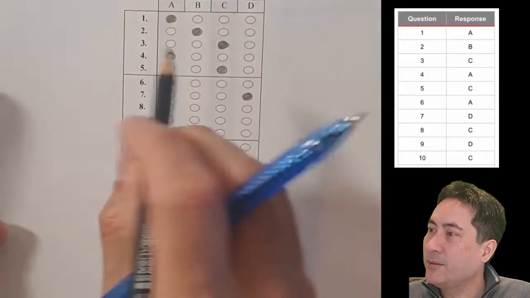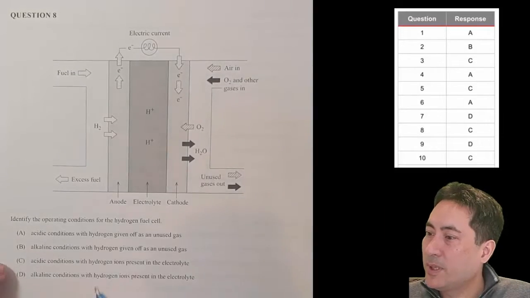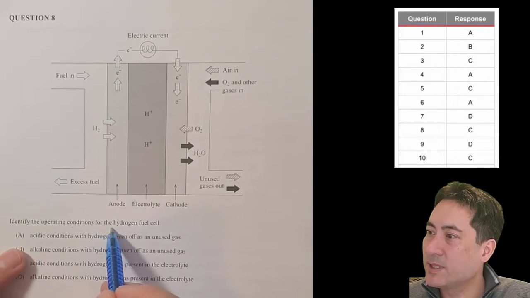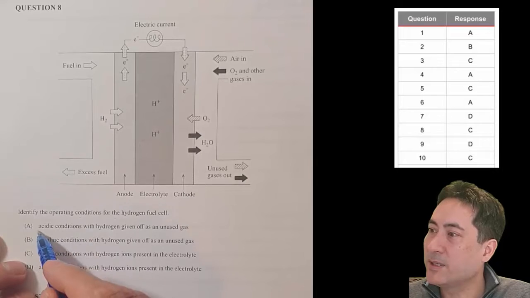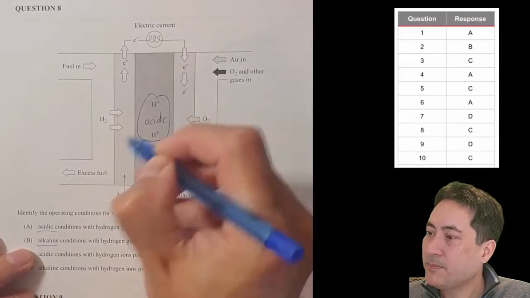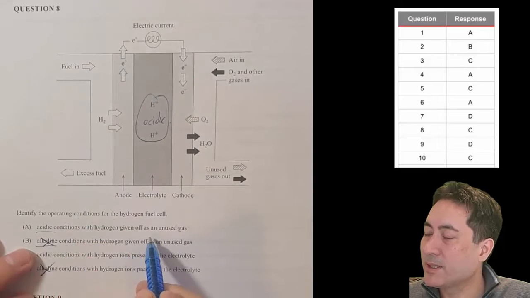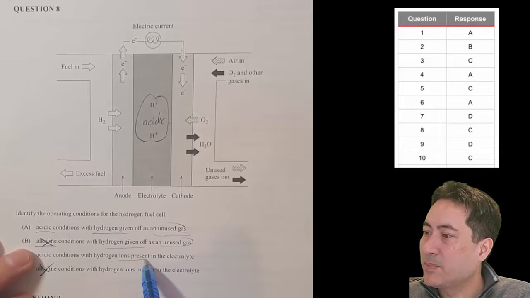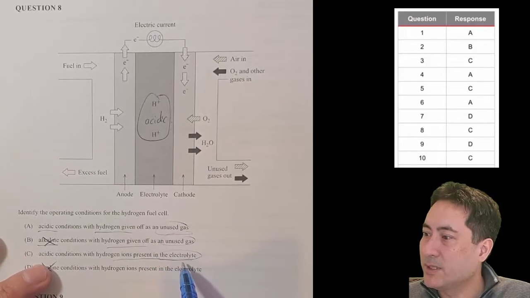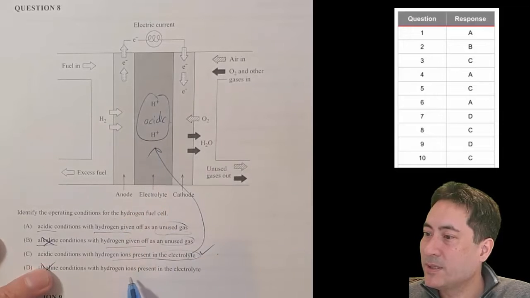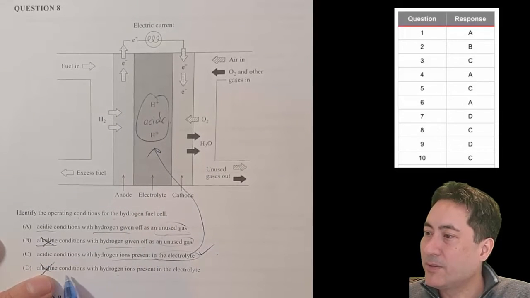Okay, question 8 looks possibly scary, but the options are really not that scary. So acidic conditions, obviously there's acid in there in the electrolyte area. So just get rid of B and C altogether. Then you're just looking at the same thing here. Is the hydrogen present in the electrolyte, which it obviously is. And then that more confusing sentence is hydrogen given off.